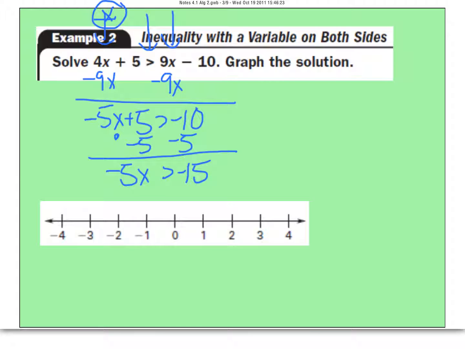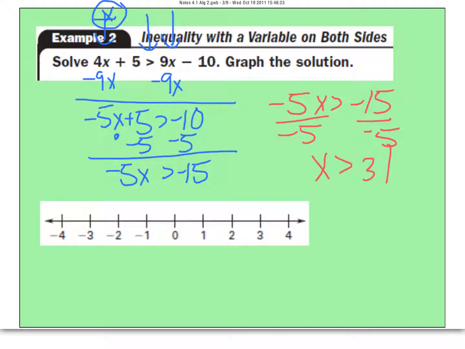Now to get the negative 5 out of there, I'm going to divide by a negative 5. So let me move that over here. Now because I divided by a negative 5, this time I actually must flip the symbol. Negative 15 divided by negative 5 is a positive 3. Okay, now we have it solved. Now we're going to graph it.